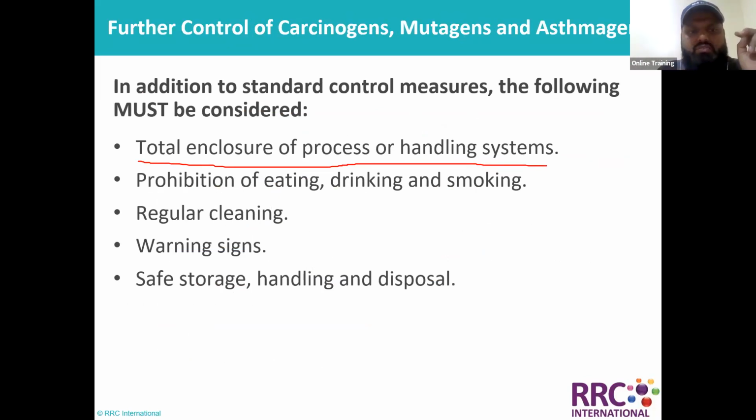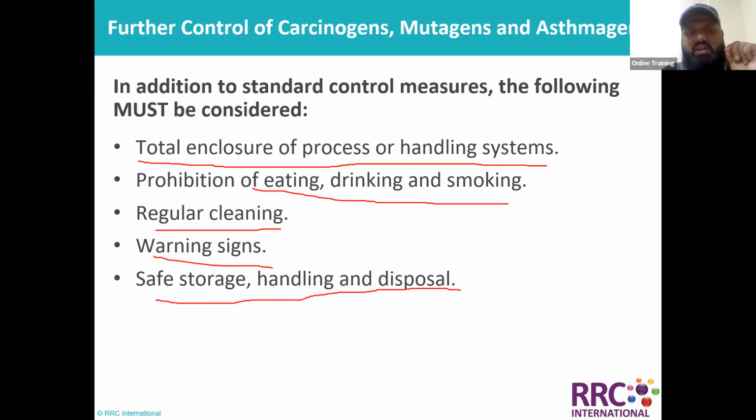Second, prohibition of eating, drinking, and smoking in those areas. Regular cleaning, warning signs, safe storage, handling, and disposal. And finally, information, training, instruction, and supervision should be given to the people who are working there.